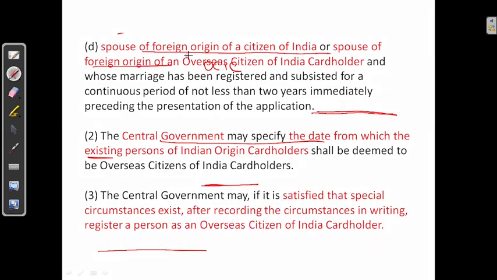Next, spouse of foreign origin of a citizen of India or spouse of foreign origin of an Overseas Citizen of India card holder, and whose marriage has been registered and subsisted for a continuous period of not less than 2 years immediately preceding the presentation of the application. Understand?